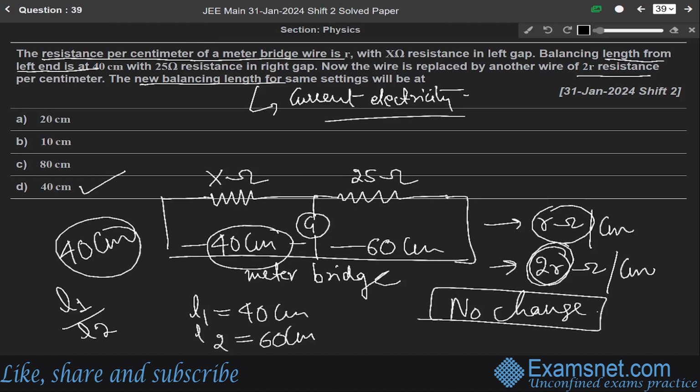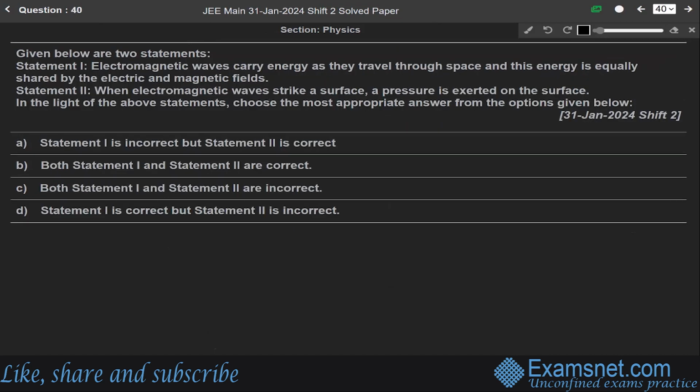Okay. Now next question 40. Given below are two statements. Statement one is electromagnetic waves carry energy as they travel through space, and this energy is equally shared by the electric and magnetic fields. Okay. Statement two is when electromagnetic waves strike a surface, a pressure is exerted on the surface. Okay. So this question is from the chapter of electromagnetic waves.